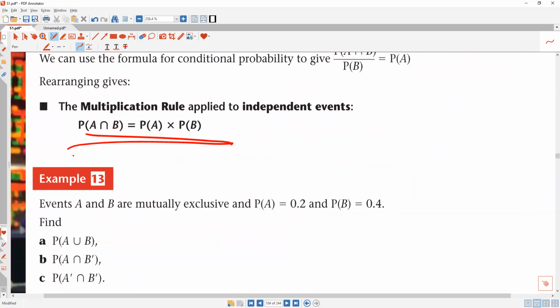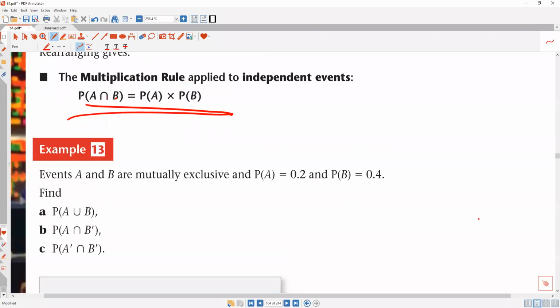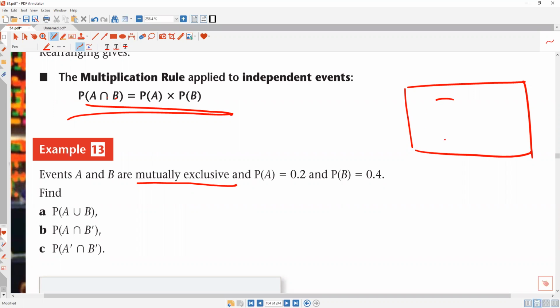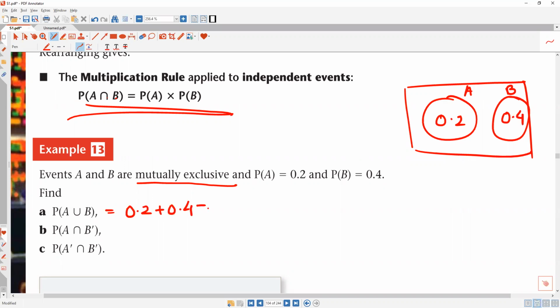Let me do this sum. They gave you PA and PB. They told you they are mutually exclusive. So you have A and you have B, but there is no connection between them. There is nothing common between them. PA is 0.2, PB is 0.4. A union B is going to be 0.2 plus 0.4, that is going to be 0.6. Clear? Online?